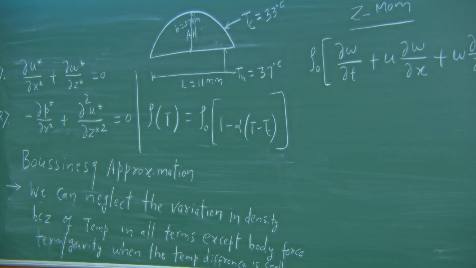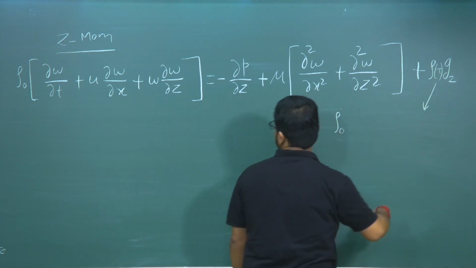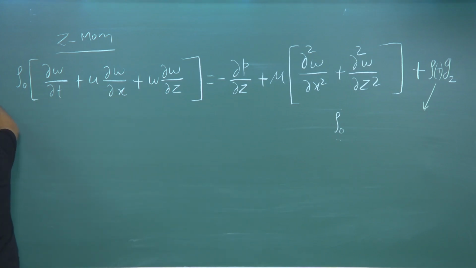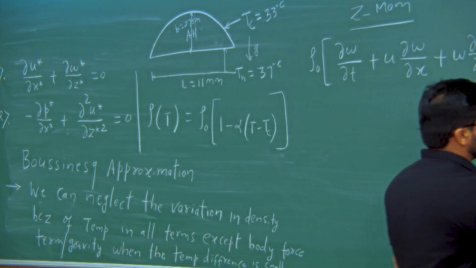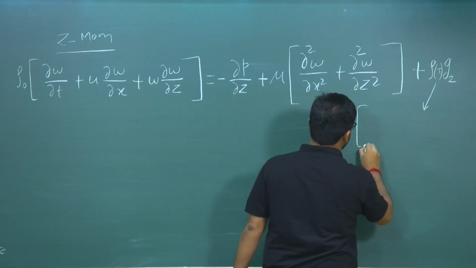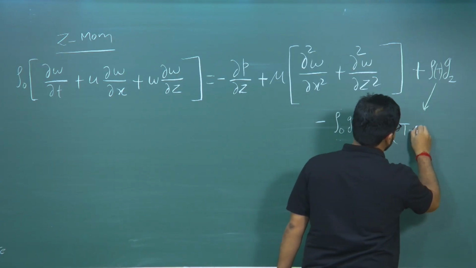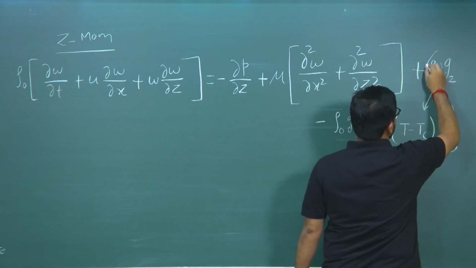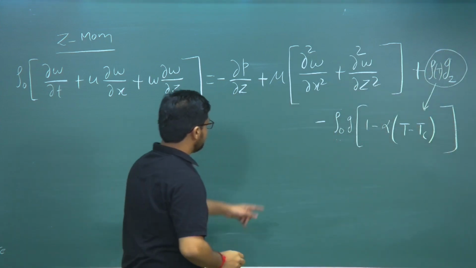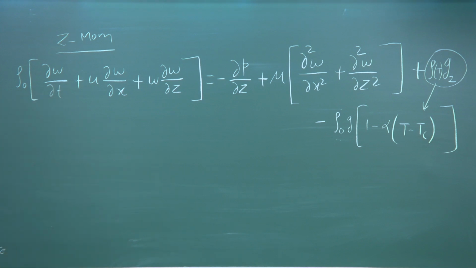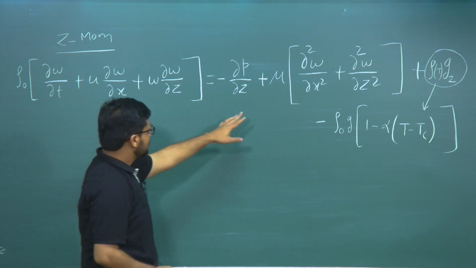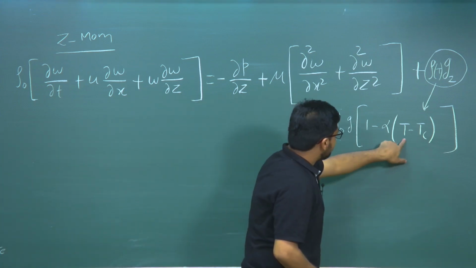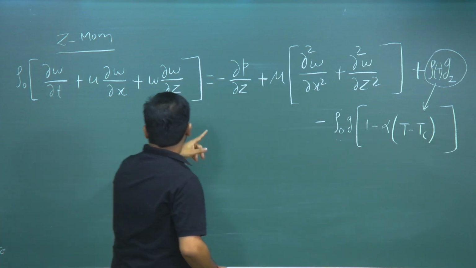So, here I will put that value of rho, and this will come as rho naught times g, which will be minus g, because gravity is acting in the negative z direction. So, it will be minus rho g into 1 minus alpha times T minus T c. Yeah. So, I am replacing the value of that term with this term. Now, you can see that we have all the dependent variables in dimensional form. So, T is there, W is there, P is there.